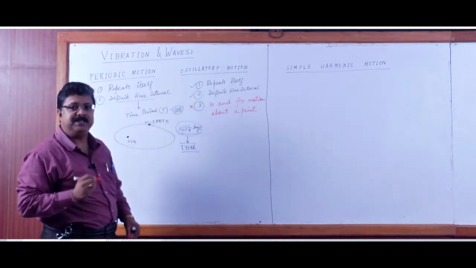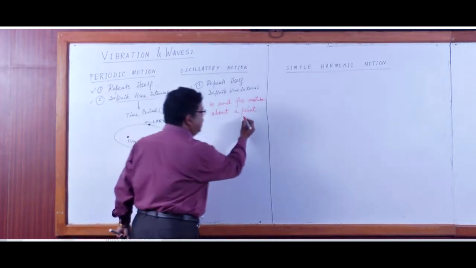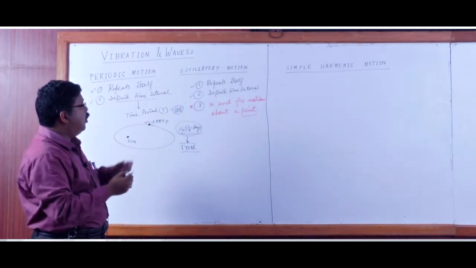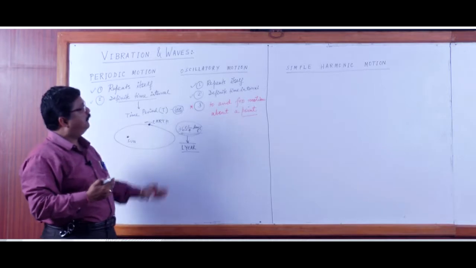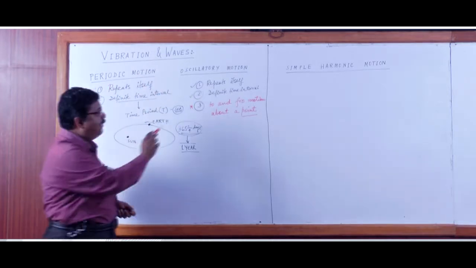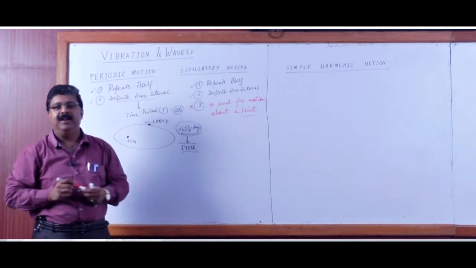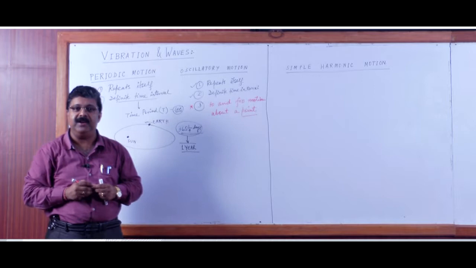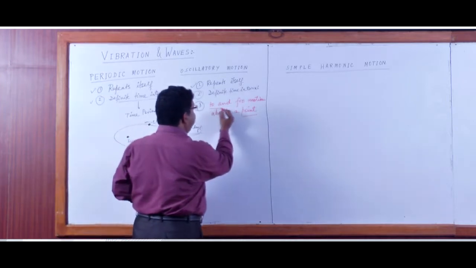And this point is present where? This point is present along the path of the motion. That means oscillatory motion will preserve all the properties of periodic motion, but will have one very special point. It is to and fro motion about a point. Now the question is, what is to and fro motion?